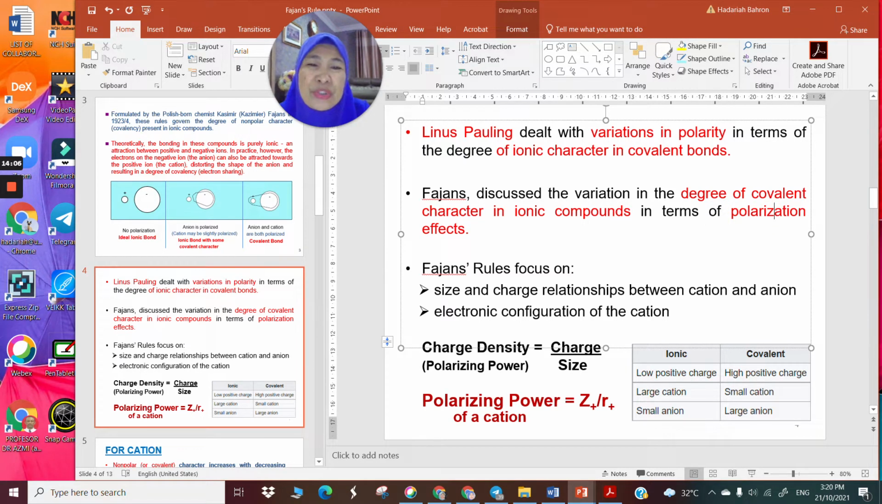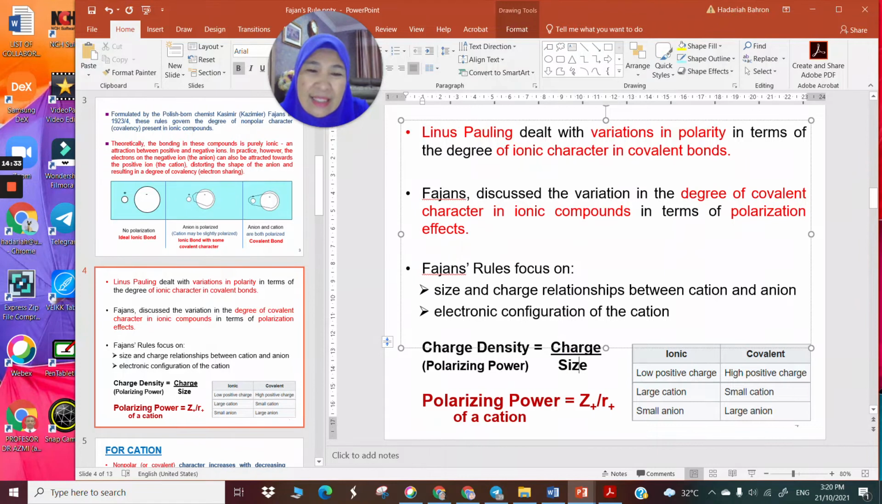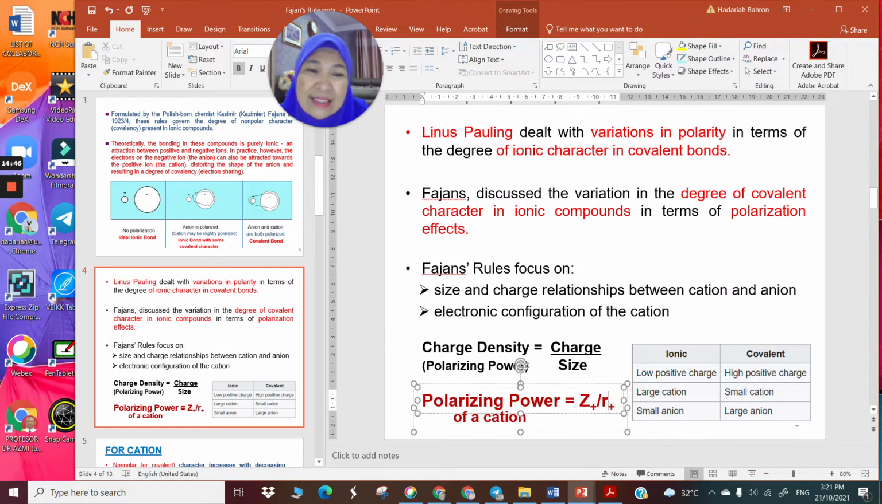So Fajans rules focus on the size and charge relationship between the cation and the anion, how the cations affect the anion when the sizes and the charges are varied, and the electronic configuration of the cation. Charge density or polarizing power of the cation is charge over size, and this is the formula: polarizing power of a cation is Z+ divided by r+, where Z is the nuclear charge and r is the radius of that cation.